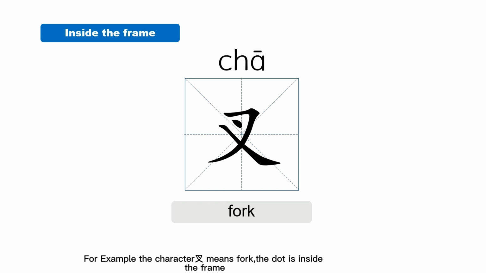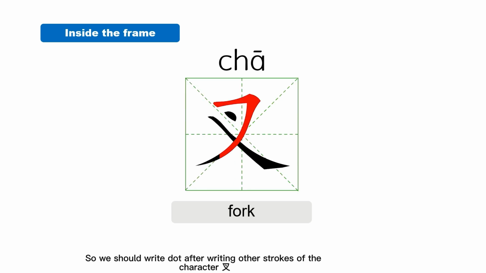When the stroke 点 or dot sits inside a frame, we will write the frame first and then finish the character with the dot. For example, the character 叉, which means fork. The dot is inside the frame, so we should write the dot after writing other strokes of the character.